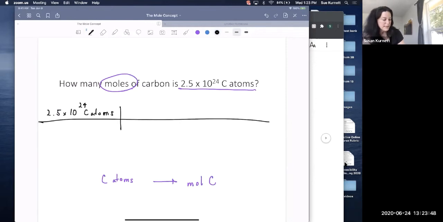And then to get the atoms to cancel, so I'm using this idea, 6.022 times 10 to the 23 pieces in one group. I need the atoms to cancel, so right now I'm dividing by Avogadro's number.